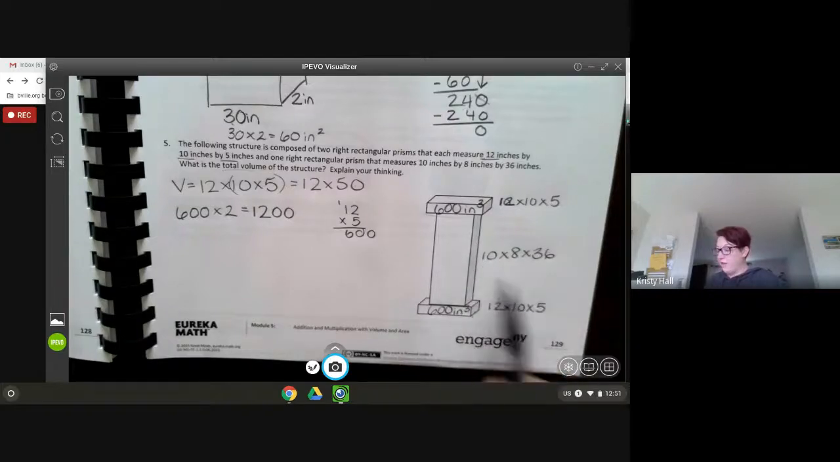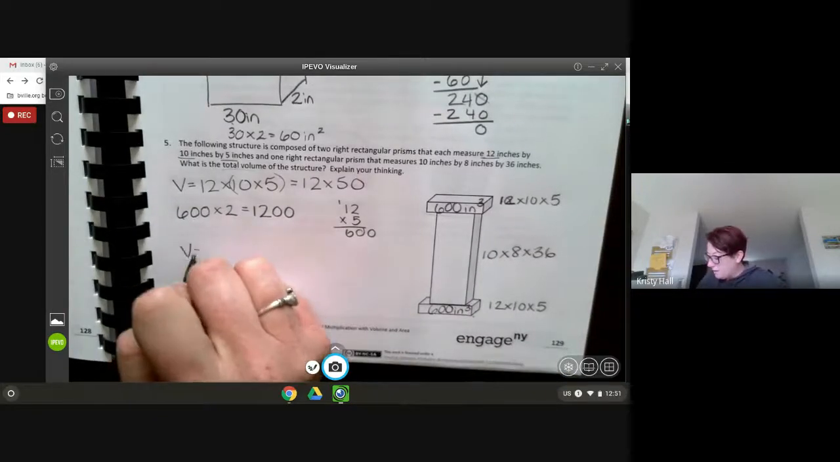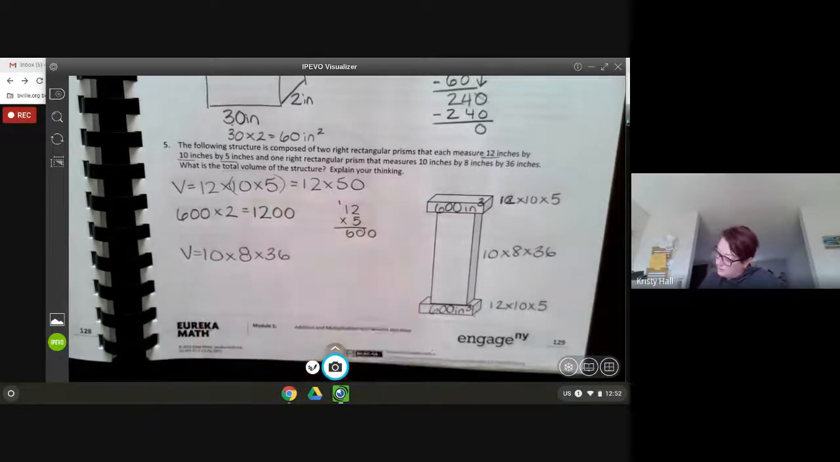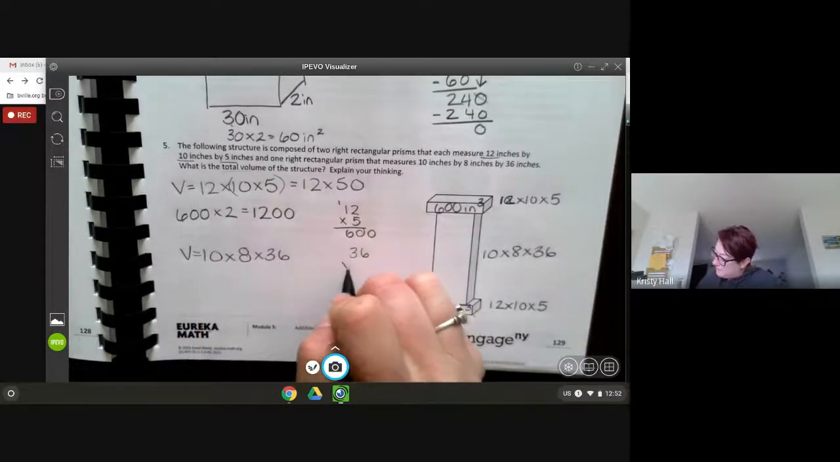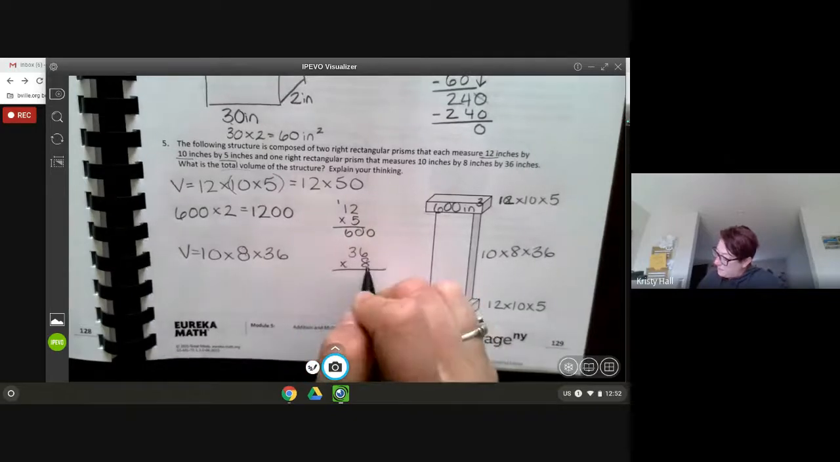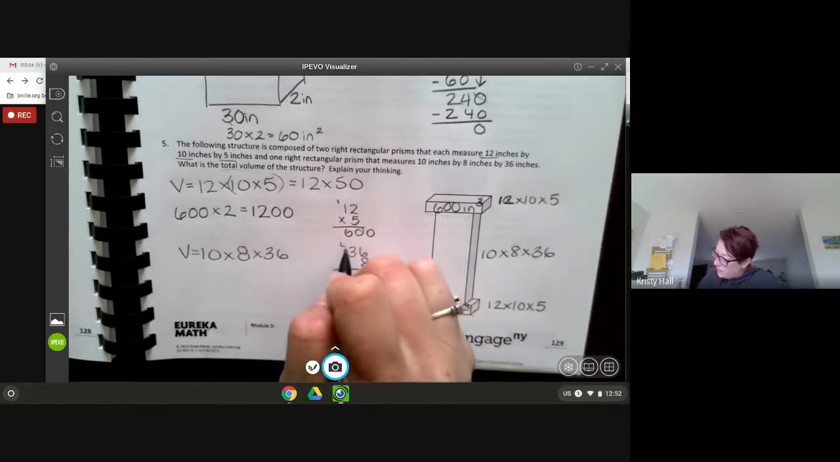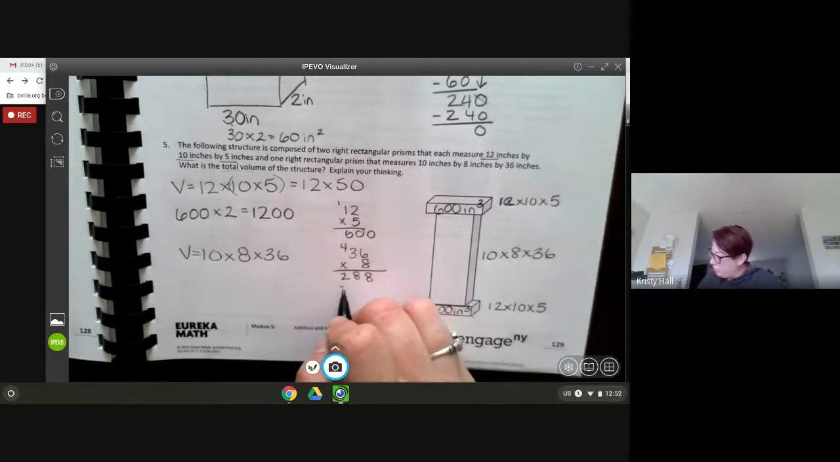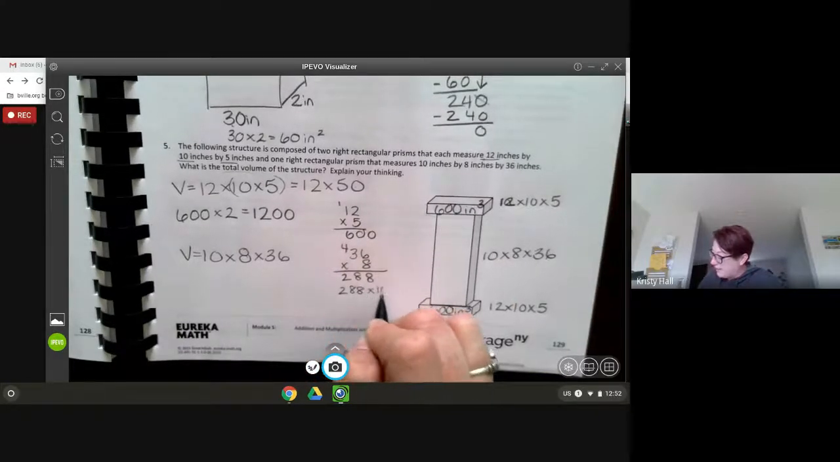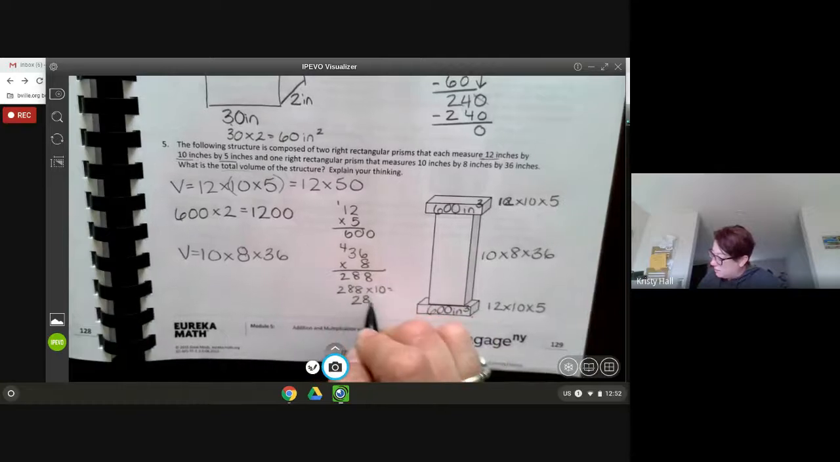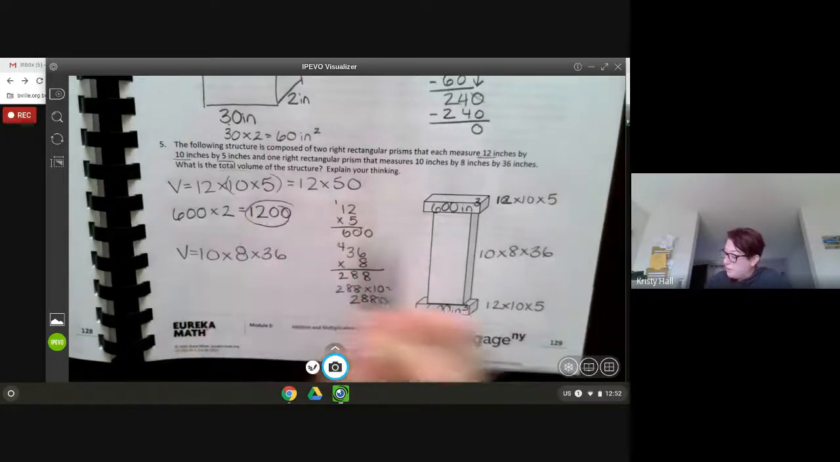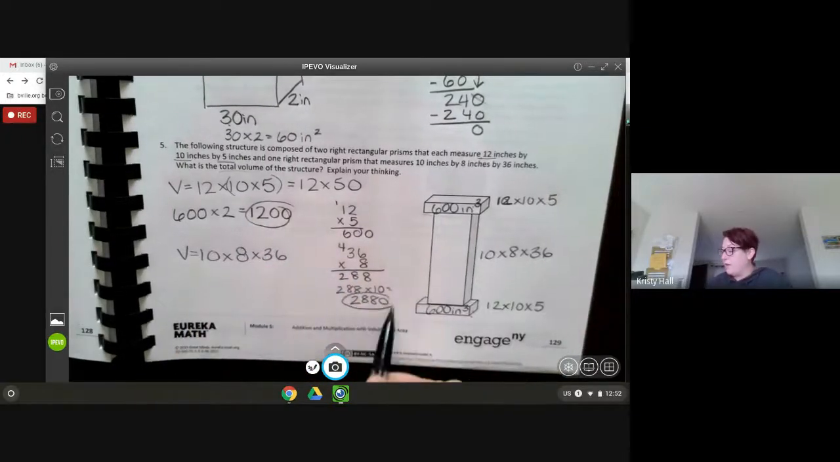Now I have to do the volume for the center. So that's 10 times 8 times 36. So I'm going to do 36 times 8. 8 times 6 is 48. 24, 28. And then 288 times 10 is 2,880. So this is the volume of the top and the bottom. This is the volume of the center.